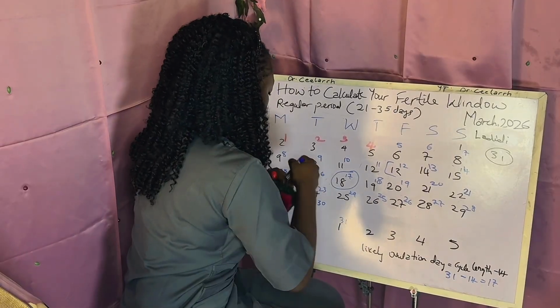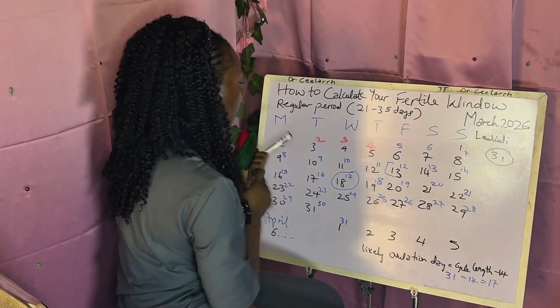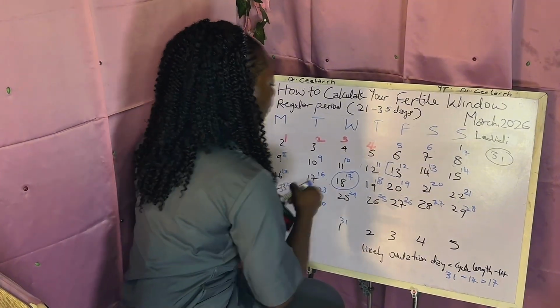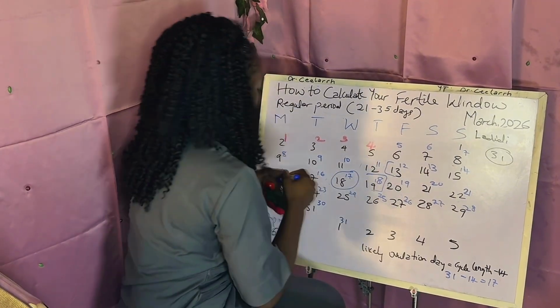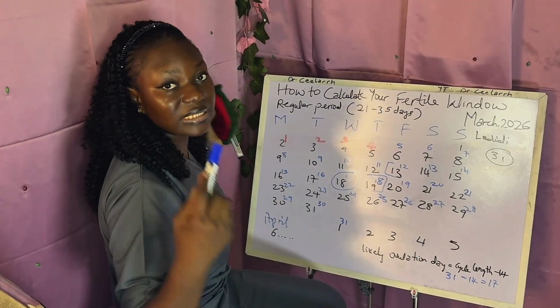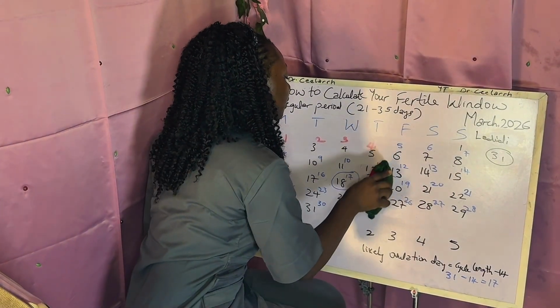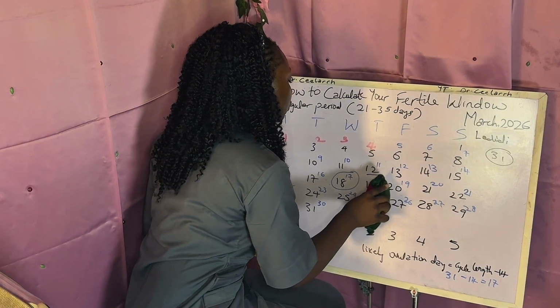Sorry, this is 13th of March. Okay, and then 1 day after, which is here. So 1, 2, 3, 4, 5, 6, 7. These are the days in her fertile window for that month because she has a 31-day menstrual cycle.